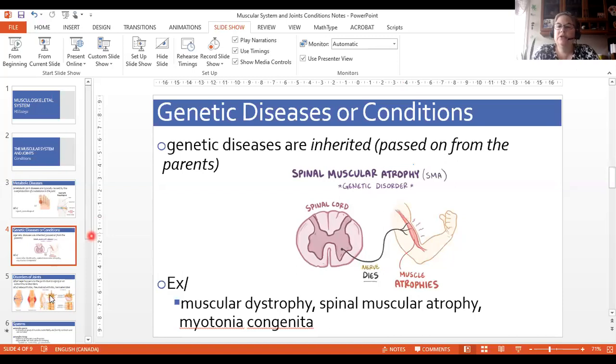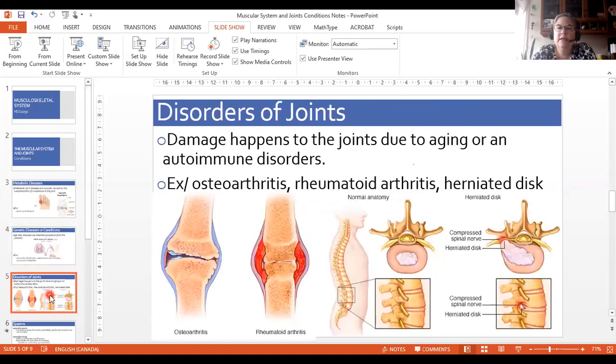Okay, disorders of the joints. So joint damage often happens due to aging, so as you get older, and it can also happen because of an autoimmune disorder. So what does that mean? Auto is a prefix that means self. So an autoimmune disorder is a disorder where your immune system attacks itself.